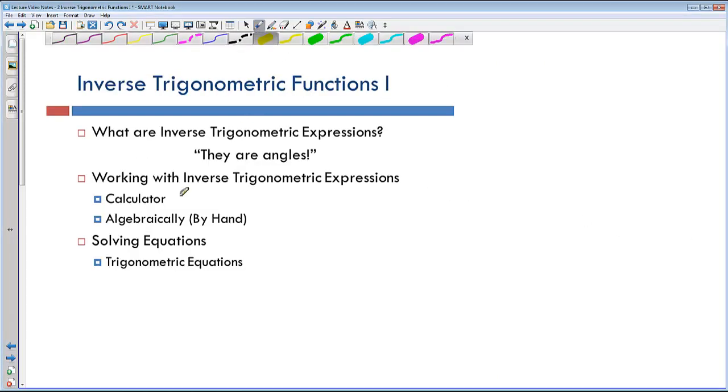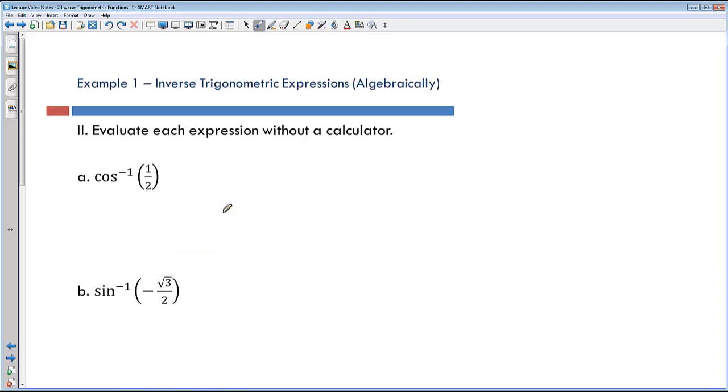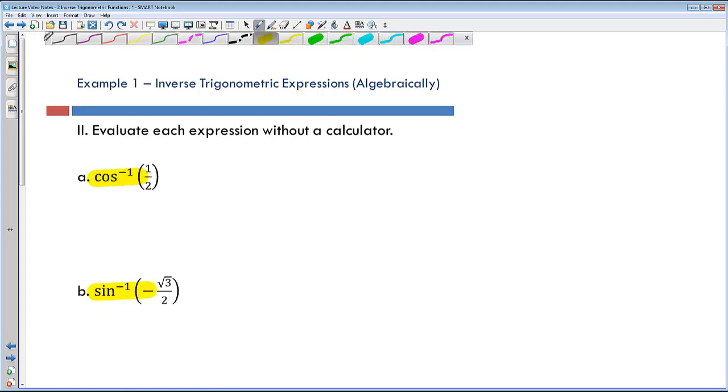But of course, we want to get used to doing these by hand, basically algebraically. So let's look at the next set of problems. And on these, the key is, remember what these inverse trig expressions are. They're actually angles. And if you understand that or remember that, these problems aren't too hard.